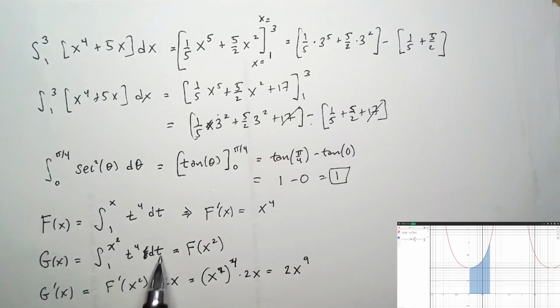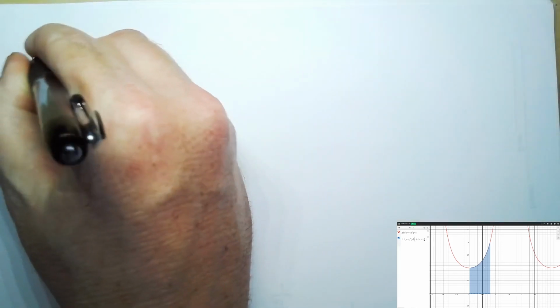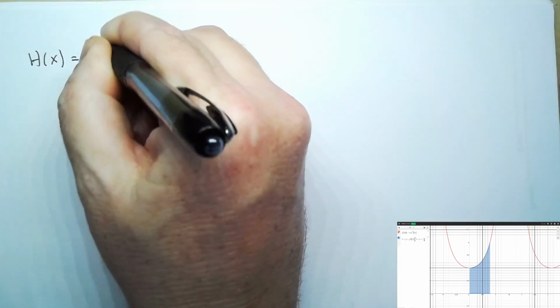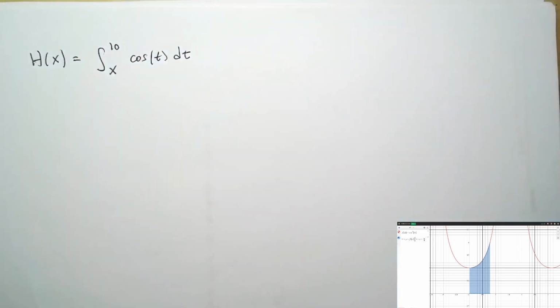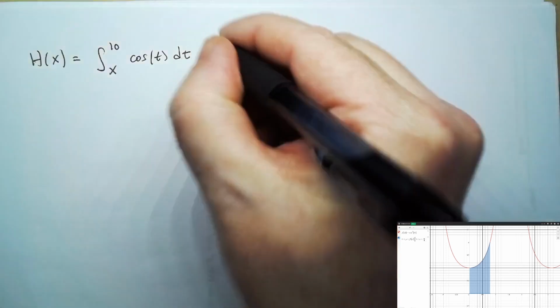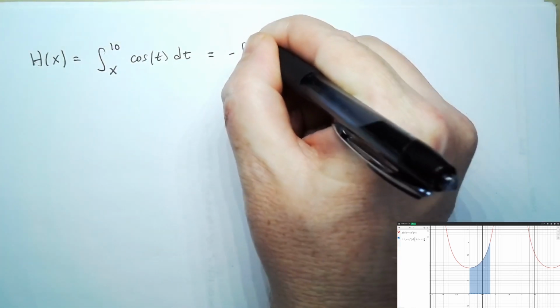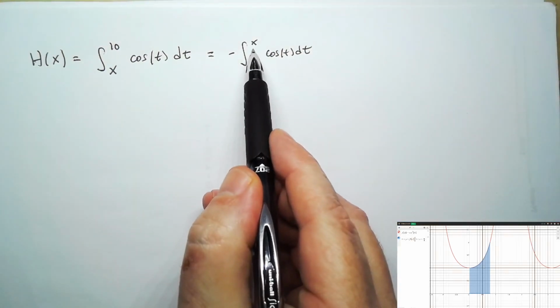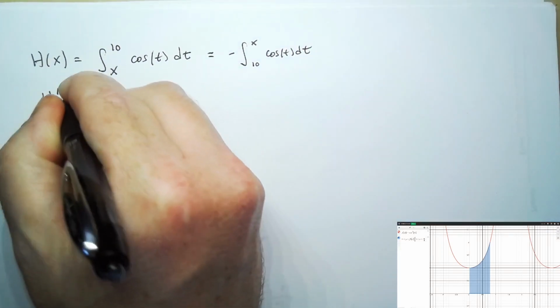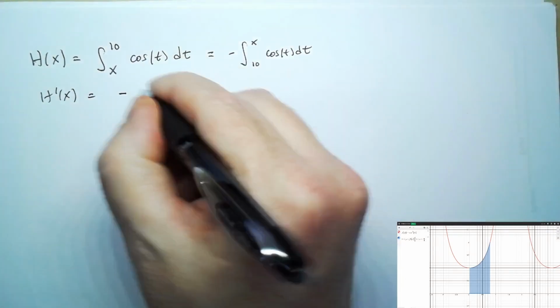You could also work out this definite integral using the second part of the fundamental theorem of calculus and then take the derivative, and you should get the same answer. What if we had a function h of x equals the integral from x to 10 of cosine of t dt? Again, we could work this out with the second part of the fundamental theorem, or we could be a little bit clever and use the first part. We could rewrite this as negative the integral from 10 to x of cosine of t dt, so that we have x in the upper endpoint spot, and then we could take the derivative and we would get negative cosine of x.